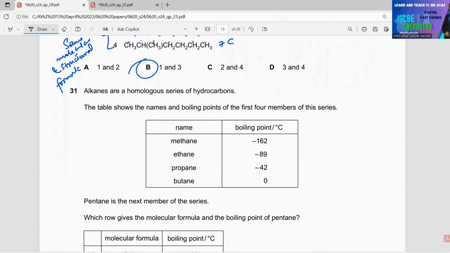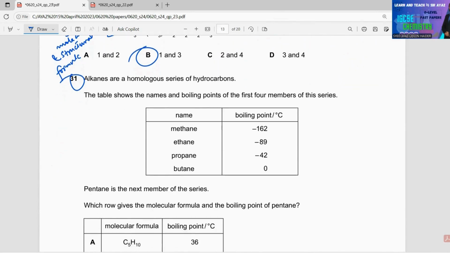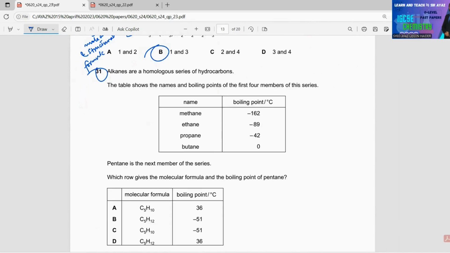31. Alkanes are a homologous series of hydrocarbons. The table shows the names and boiling points of the first 4 members of the series. Pentane is the next member of the series. Which row gives the molecular formula and the boiling point of pentane? If you look at the trend in boiling point, it's increasing. So at butane, you have 0 degrees centigrade as its boiling point. So pentane must have a higher boiling point than this. So either A is correct or D is correct. Both B and C are incorrect.